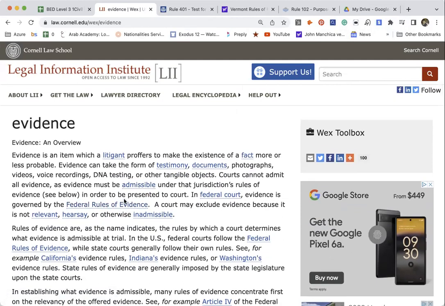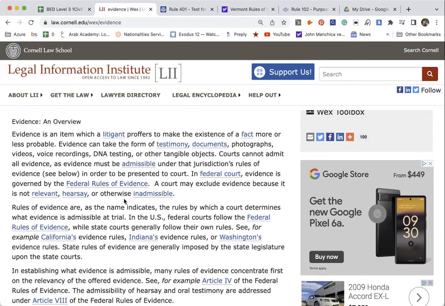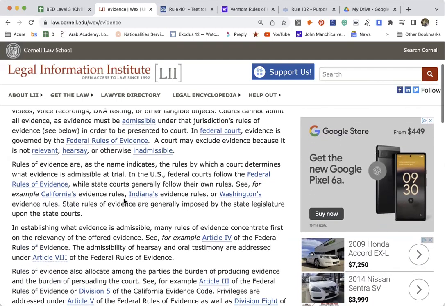In order to be presented in federal court, evidence is governed by the Federal Rules of Evidence. A court may exclude evidence because it is not relevant, it is hearsay, or it's otherwise inadmissible. Rules of evidence, as the name indicates, are the rules by which a court determines what evidence is admissible at trial. In the U.S., federal courts follow the Federal Rules of Evidence, while state courts generally follow their own rules.